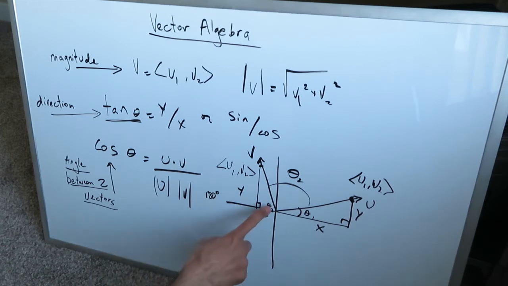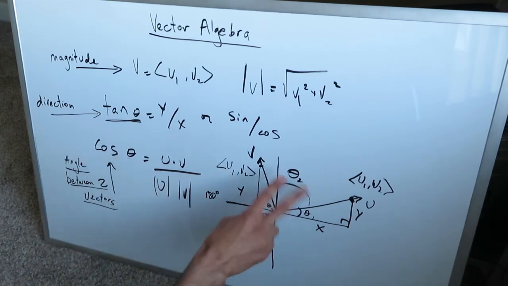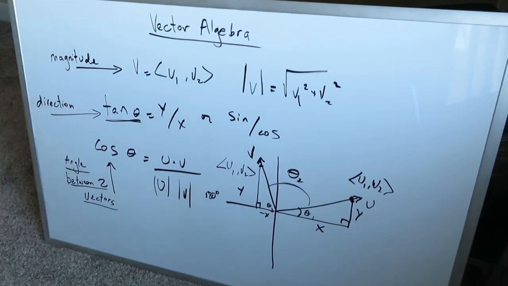You can do individually using the tangent formula here with regards to your 180 degree reference angle, or you can do everything with regards to 0 degrees. Calculate theta 1, calculate theta 2 using this cosine formula, then add both of those and get the direction for that third vector. Given all of this in mind, the magnitude, the direction, and the angle between two vectors formula, let's look at a few examples so we can put this into practice.